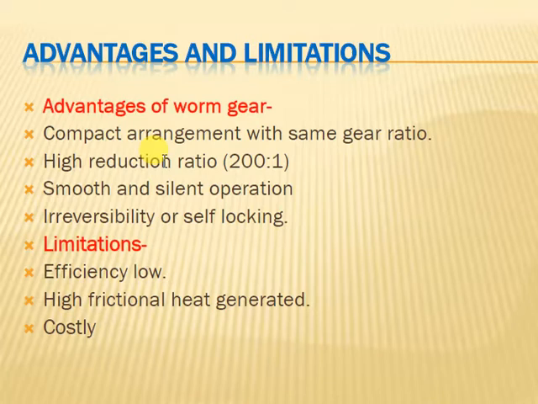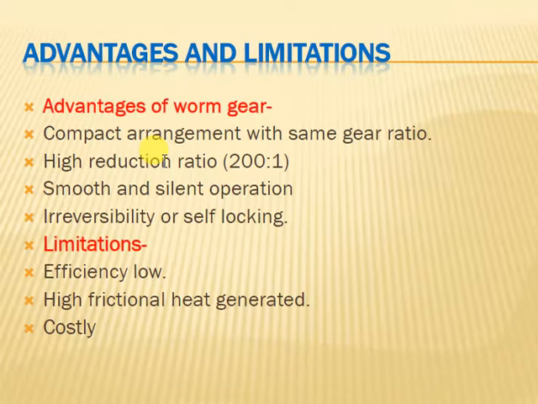The next advantage is that the worm gear drive can be designed for irreversibility or self locking. If the efficiency of the worm gear drive is less than 50%, then the motion can be transmitted only from the worm to the worm gear, and transmission of motion from the worm gear to the worm is not possible. This is a very important feature used for hoisting applications.